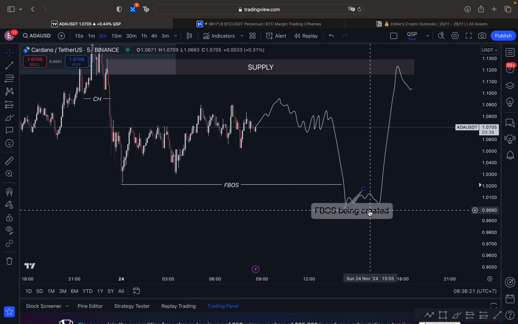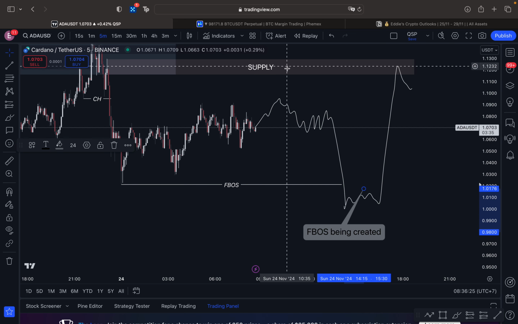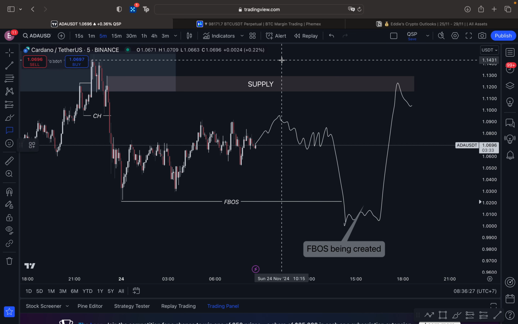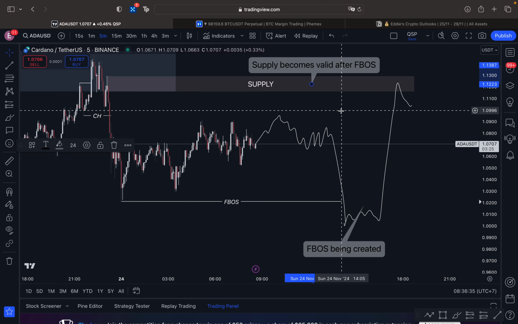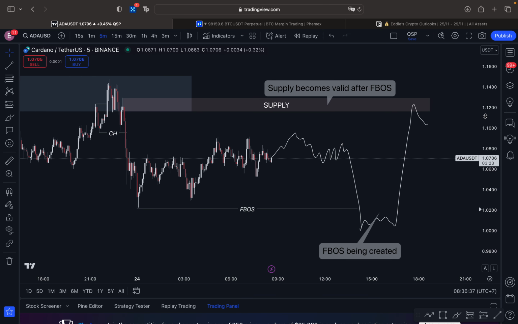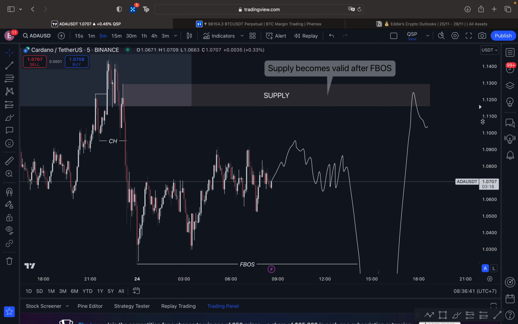So once price does break this low and create this FBOS, this supply then becomes valid. So supply becomes valid after FBOS. So I'm not going to add this to my outlook. I'm just going to set these two alerts here.